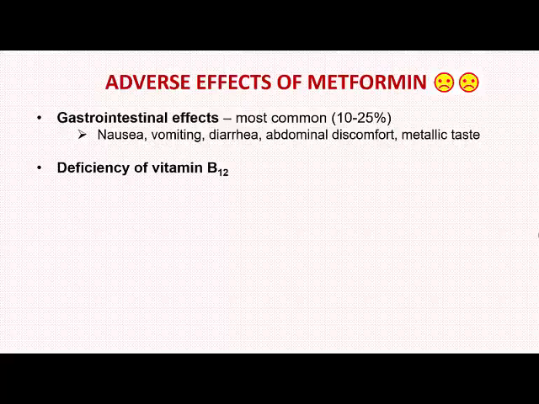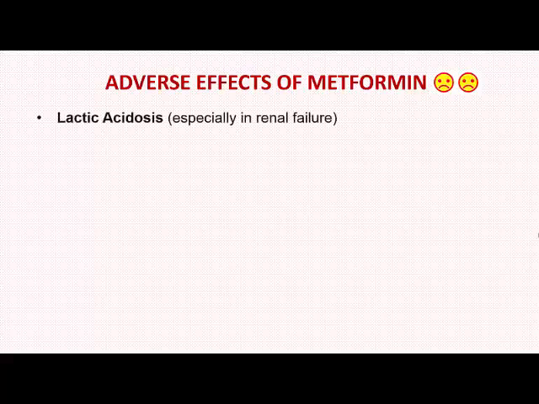The other adverse effect includes vitamin B12 deficiency. It usually occurs on long-term therapy and is probably due to malabsorption of vitamin B12. Although these are manageable adverse effects, one major concern is lactic acidosis. Although this is rare, it is a very serious adverse effect. Lactic acidosis occurs more commonly in patients with renal failure.